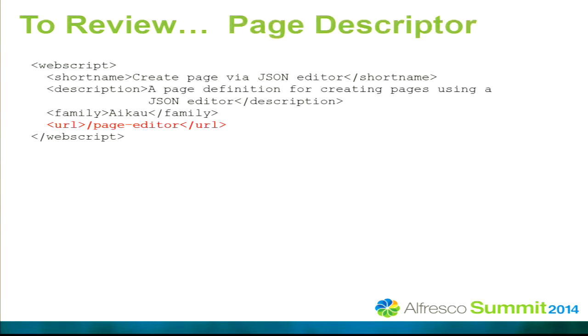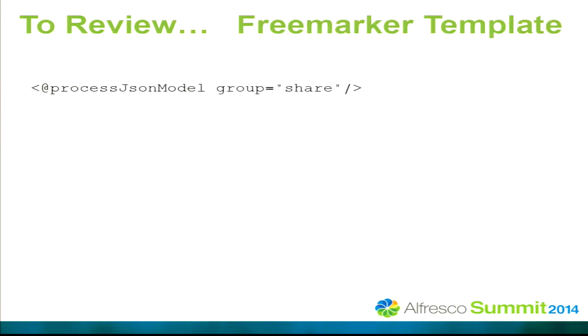The page descriptor is like a descriptor that's always been around in Alfresco. It's not much of a file, but it tells Alfresco what path to use for the code that you put in there. In this particular case, this is the one for the page editor. The Freemarker template in every case for Aikau will look like this. It has a special directive called process JSON model, and the Surf framework interprets that and unbundles all of the JSON to build out your page for you.